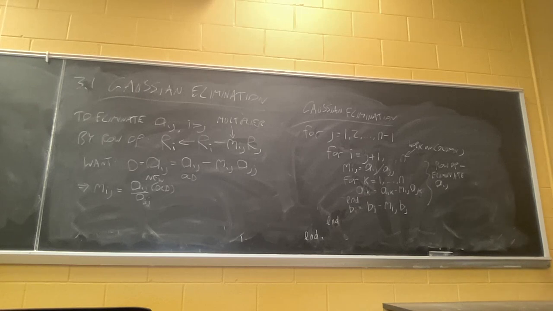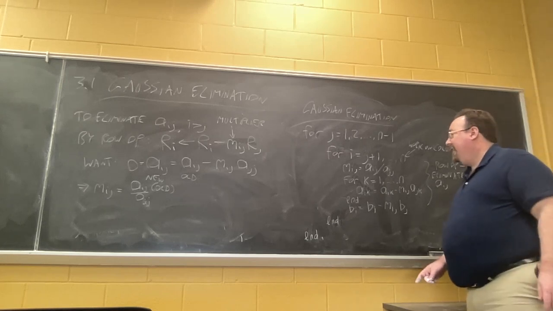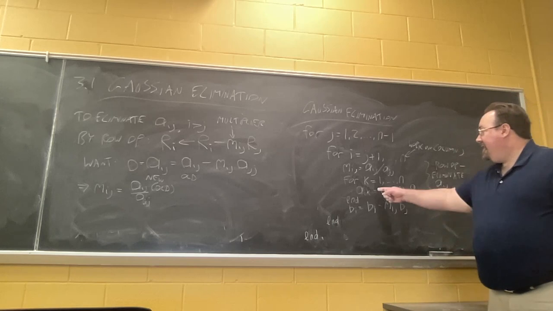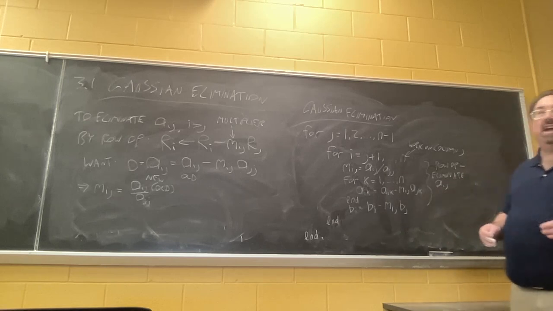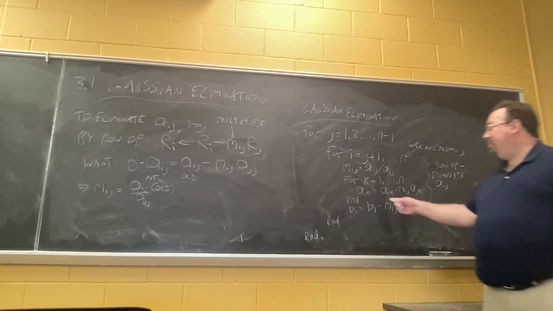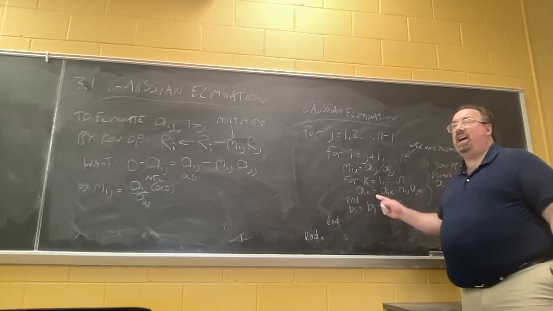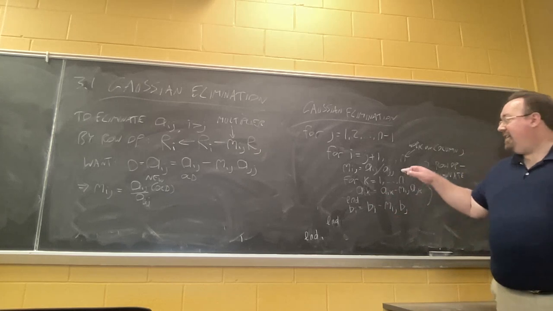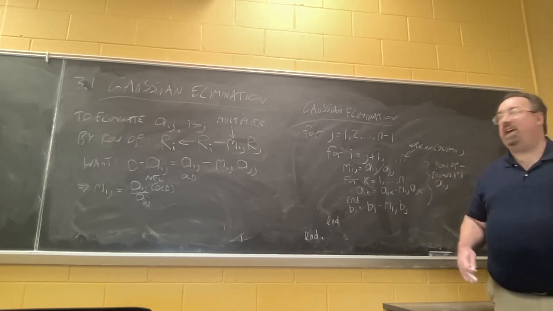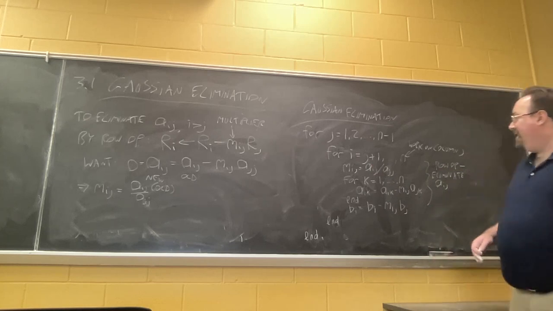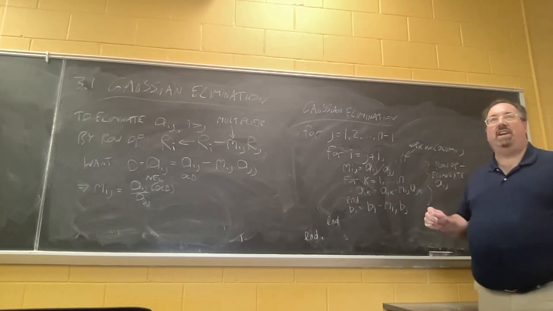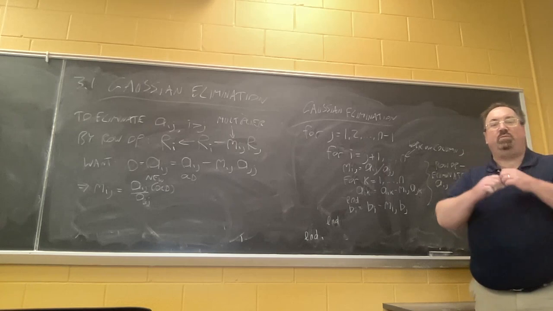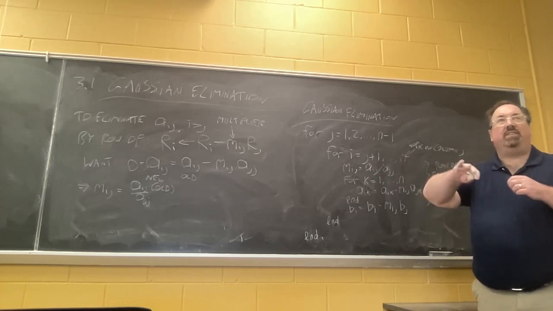Okay. Now, I need to address the wastefulness in this algorithm. For one thing, there's no point in working on entries that are to the left of column J, because we're already working on entries that are below the diagonal, or AIJ is below the diagonal. So any entries in row I that are to the left of column J, keeping in mind that I is greater than J, are in a column index that is even smaller.